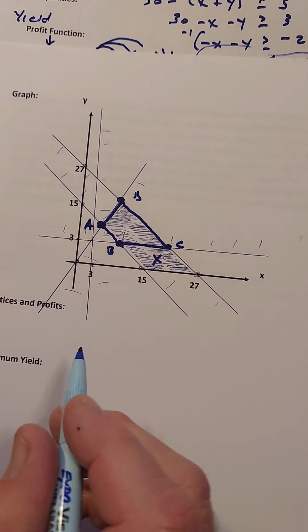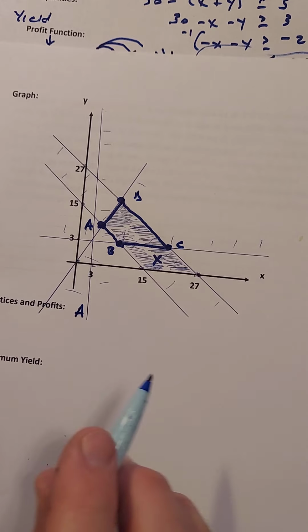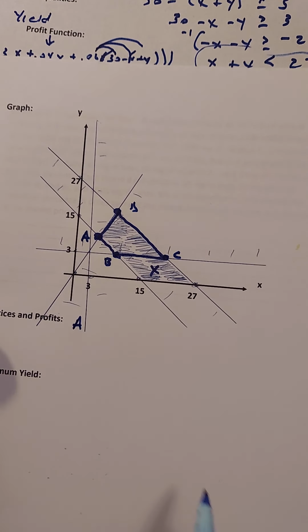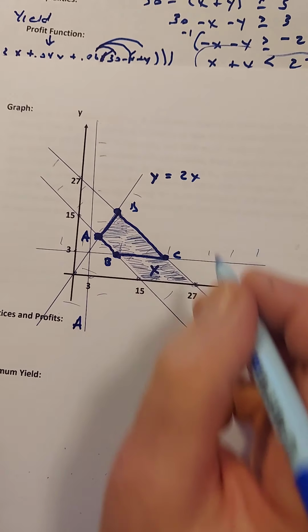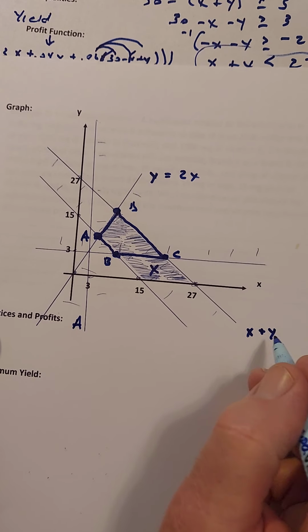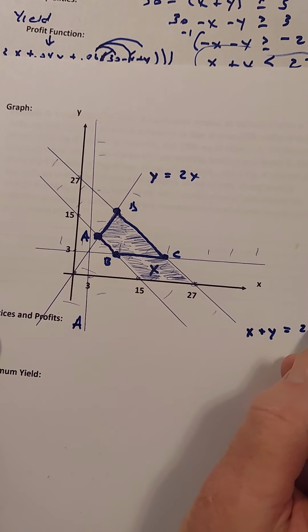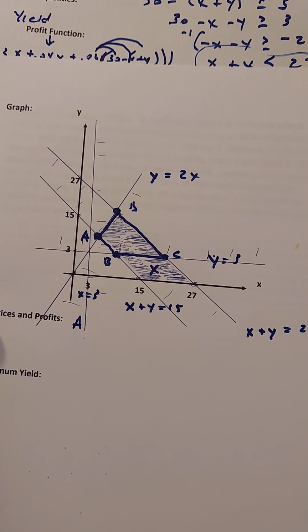And then we have to find where those all intersect. So let's say A. A is the intersection of this line. This was y equals 2x. This line was x plus y equals 27. This one was x plus y equals 15. And then we got y equals 3. And this was x equals 3, but I don't see any need for that one right now.